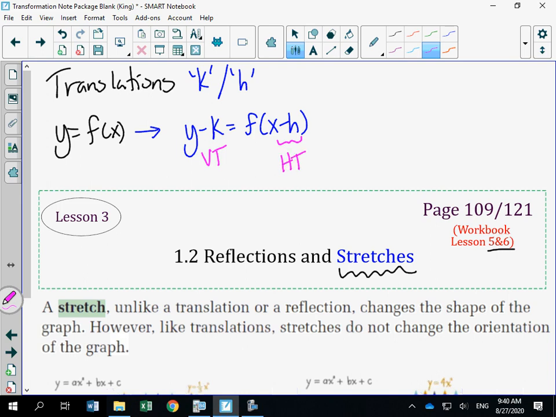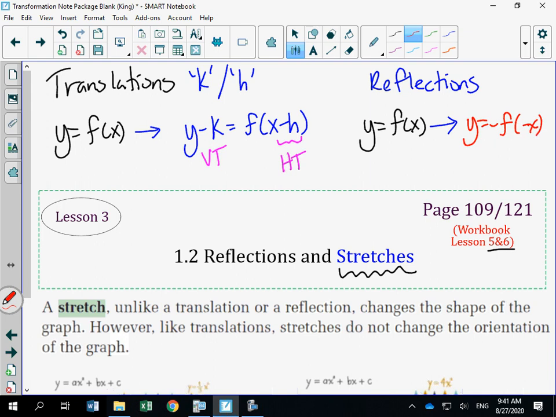Then there were two videos, or two podcasts, on reflections. So after translations, we did reflections. In a reflection, we reflected the graph either in the x-axis or in the y-axis. Our original function was y is equal to f of x, and after it underwent these reflections, it would be y is equal to negative f in bracket negative x.